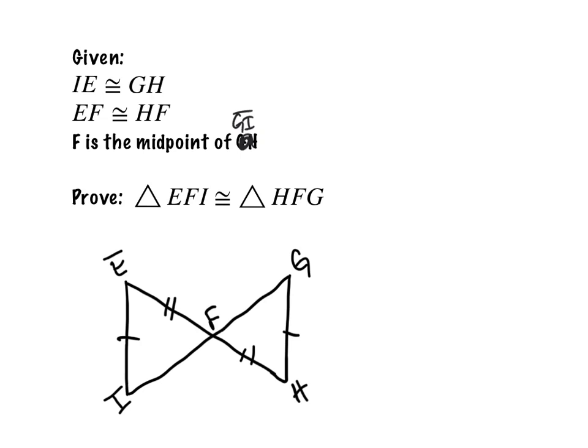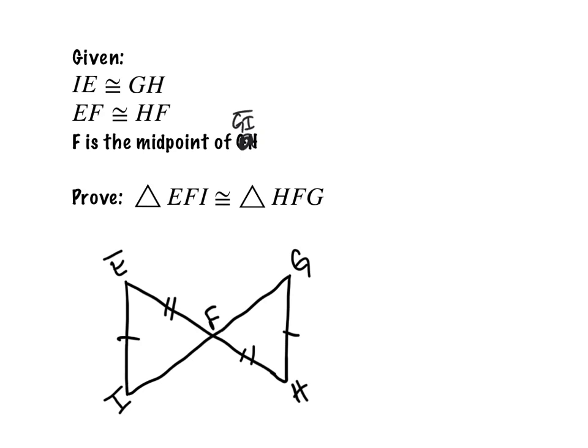So this is the other type of way you'll see them set up, right? We used to talk about and write out proofs, right? So you'd have your statements and you have reasons. They get to be really kind of a pain. We're not going to write out reasons, but the way we're going to talk about proofs is they'll give you a given set of information, right? So they give you 3 things that are given here, right? IE is congruent to GH, EF and HF are congruent, and F is the midpoint.